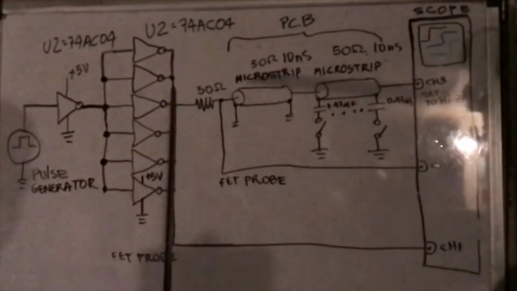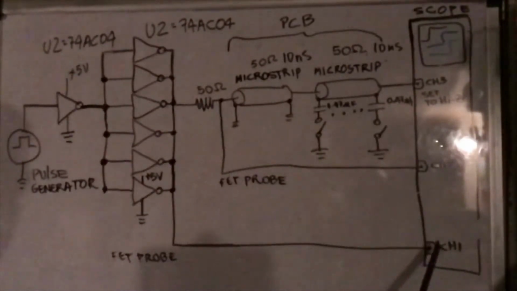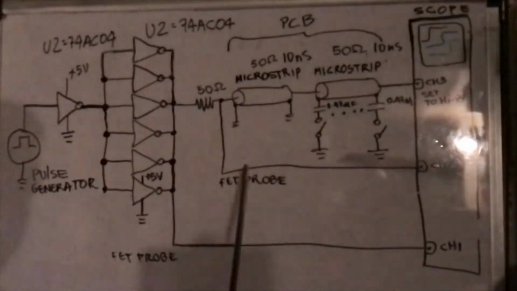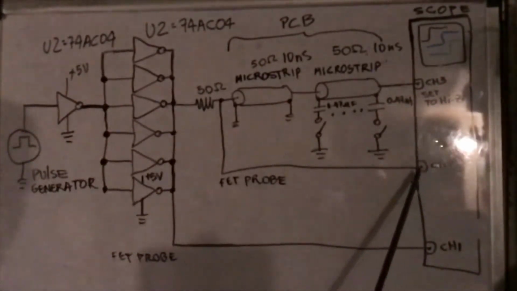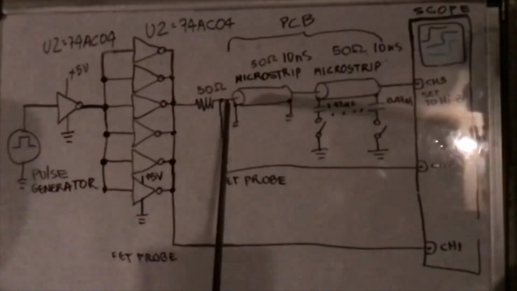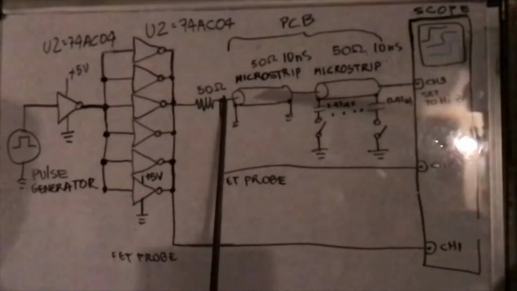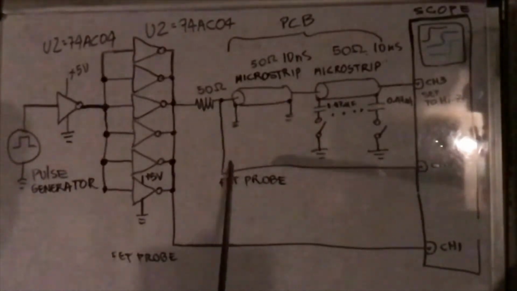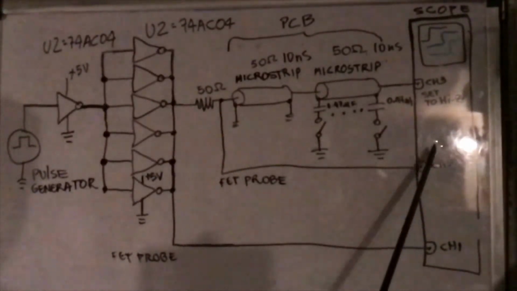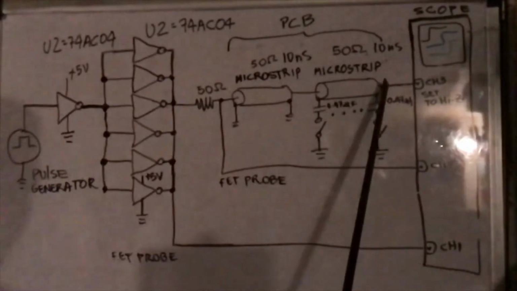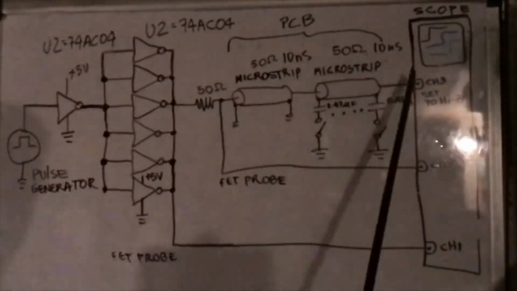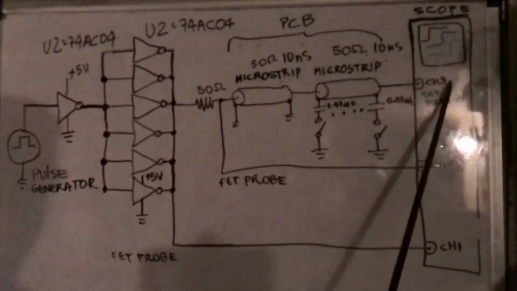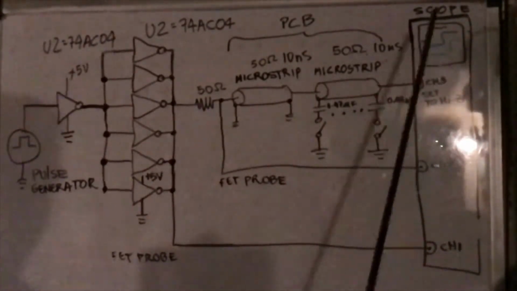The output of the low impedance driver can be observed with channel 1 of the oscilloscope, and I'm using a FET probe so as not to load that spot. The spot between the source termination resistor and the first microstrip section is also observed with a FET probe into channel 2. And finally, the output of the microstrip, which is a single microstrip divided in two sections, can be observed in channel 3, and that's it.